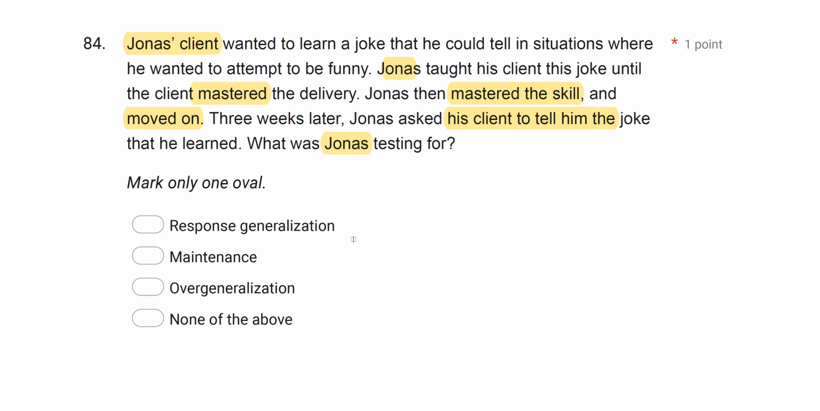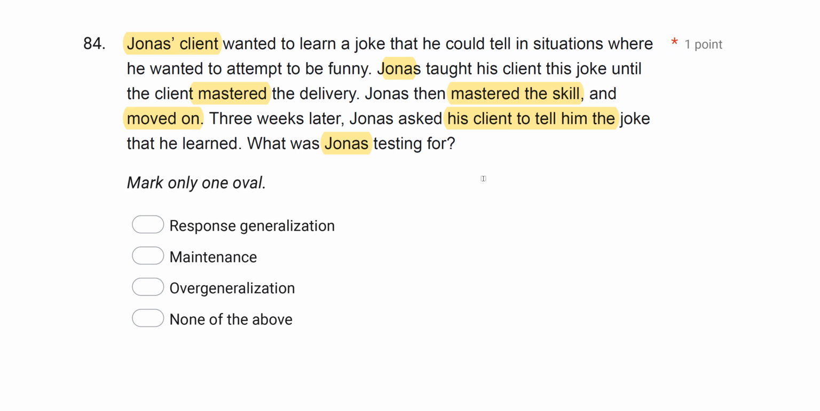What about B, maintenance? Absolutely. Jonas is trying to see, has that joke maintained? I've stopped teaching you the joke. We haven't worked on it in 3 weeks, but I'm still going to ask you to engage in that response because that's what we need to test for, because we want to limit the amount of skill that is lost.